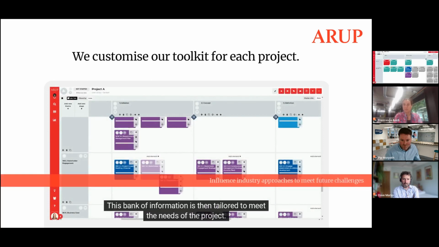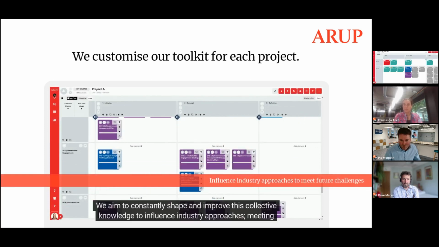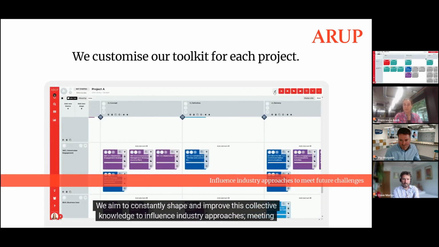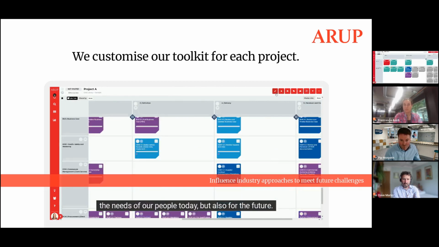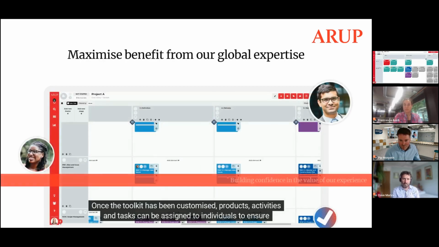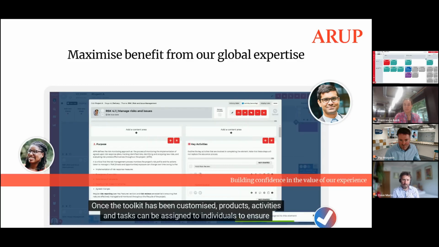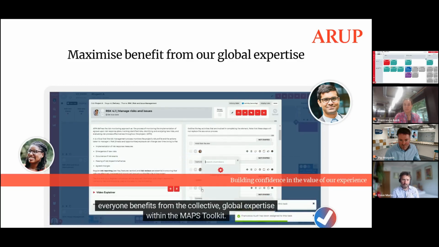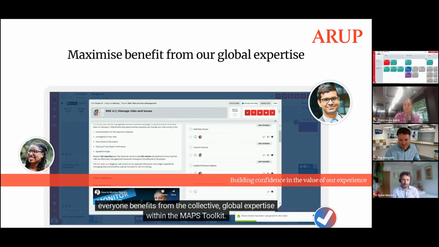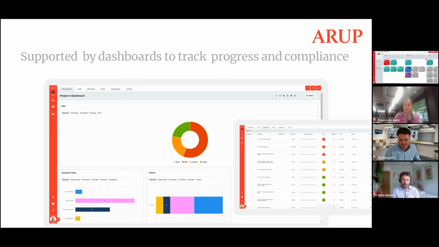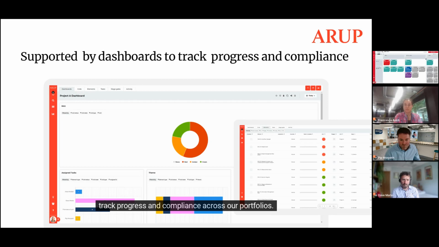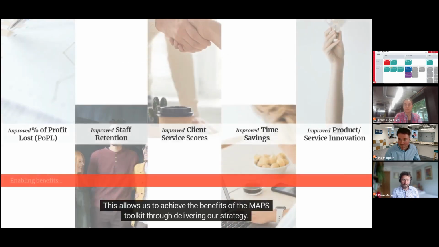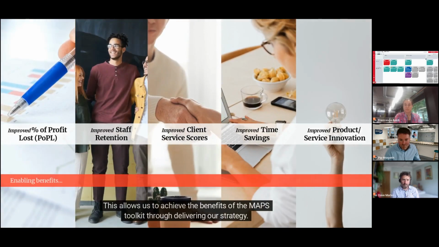This bank of information is then tailored to meet the needs of the project. We aim to constantly shape and improve this collective knowledge to influence industry approaches, meeting the needs of our people today, but also for the future. Once the toolkit has been customized, products, activities, and tasks can be assigned to individuals to ensure everyone benefits from the collective, global expertise within the MAPS toolkit. The management of projects and programs is enabled by interactive, easily configurable dashboards to track progress and compliance across our portfolios. This allows us to achieve the benefits of the MAPS toolkit through delivering our strategy.